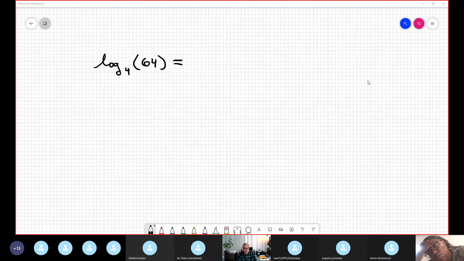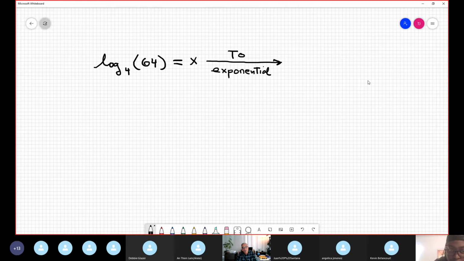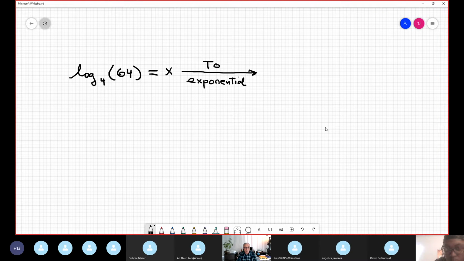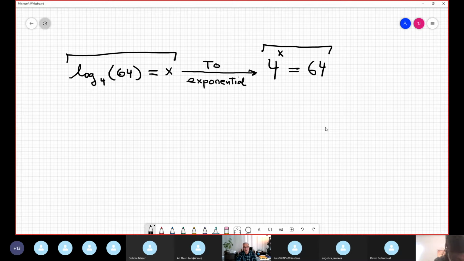So suppose that you have no idea. You put x and immediately you convert to exponent. This arrow indicates conversion to exponent. When you convert to exponential, you ask yourself, what is the base in this problem? Well, the base is 4. This is a small 4, you put a big 4. The exponent is the answer. I'm looking for, I have no idea, equals 64.